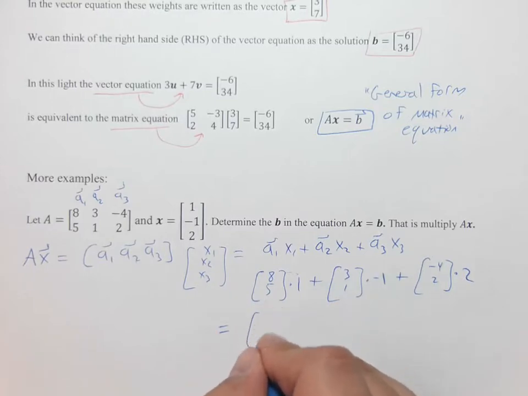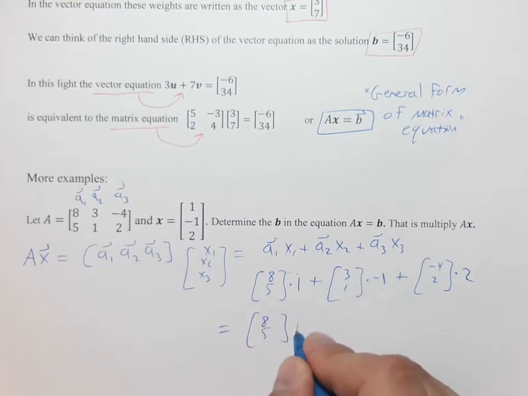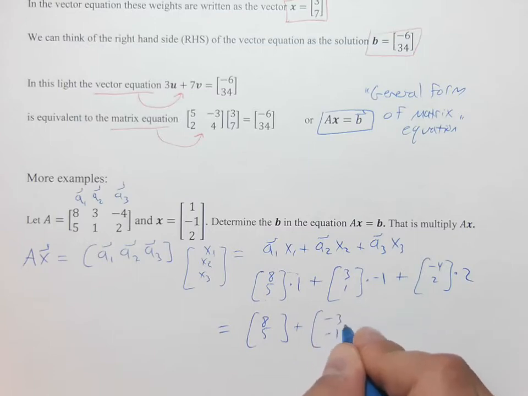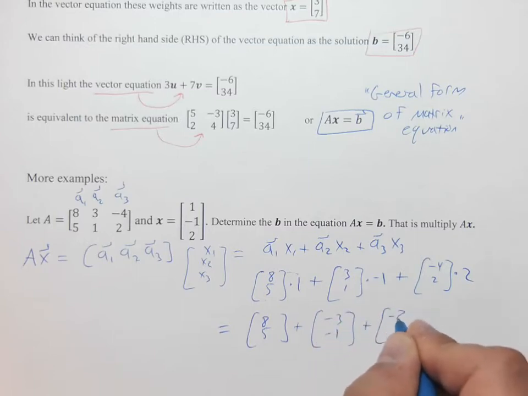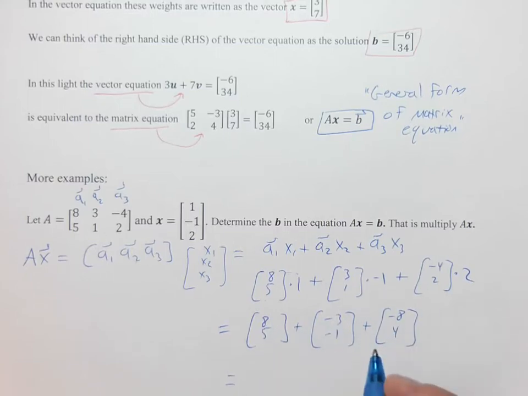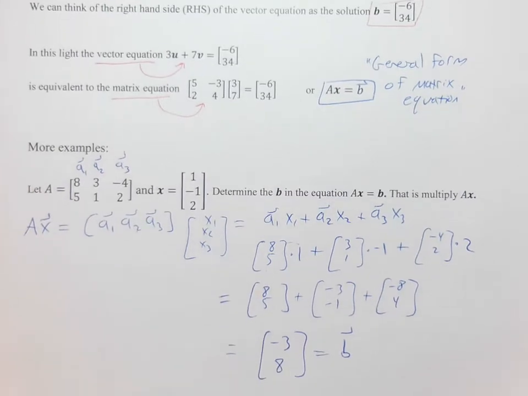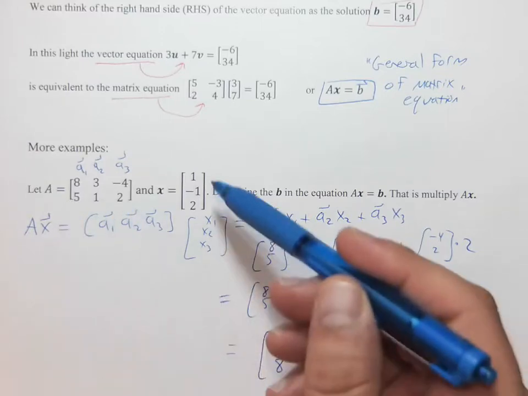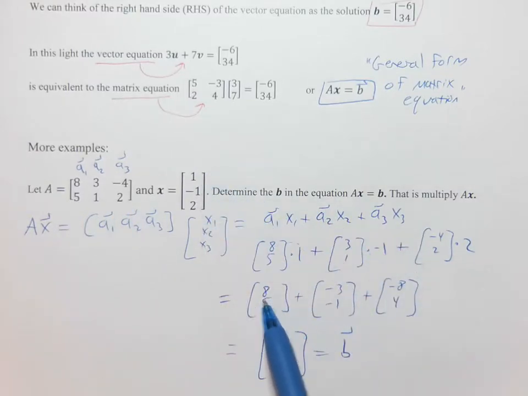Really easy. So 8, 5 times 1 stays the same. 3, 1 times negative 1 just makes them negative. Minus 4, 2 times 2 becomes minus 8, 4. Add those three things together, adding the corresponding entries. 8 minus 3 minus 8 is negative 3. 5 minus 1 is 4, plus 4 is 8. And so that's the b in the equation AX equals B. You take the columns of A, use these scalars as weights, and add them together. That's how you get AX equals B.